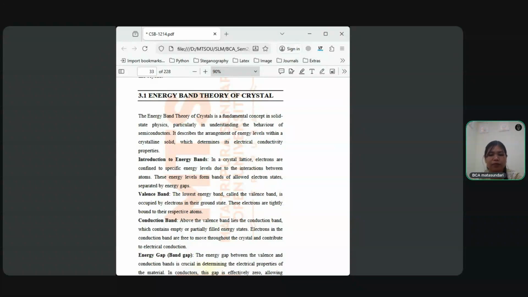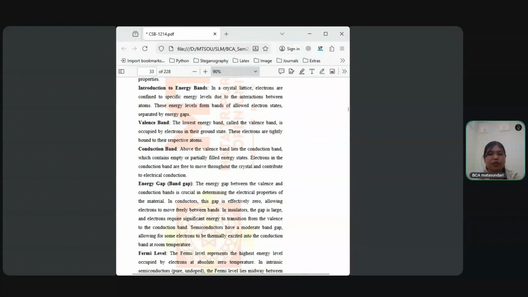Now next, the conduction band. Above the valence band lies the conduction band, which contains empty or partially filled energy states. Electrons in the conduction band are free to move throughout the crystal and contribute to electrical conduction.